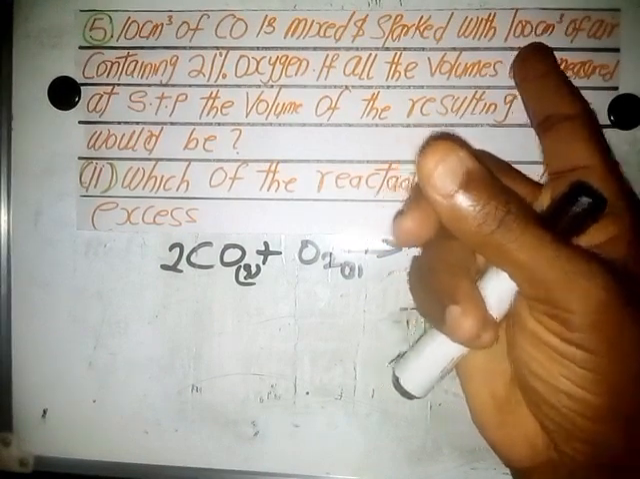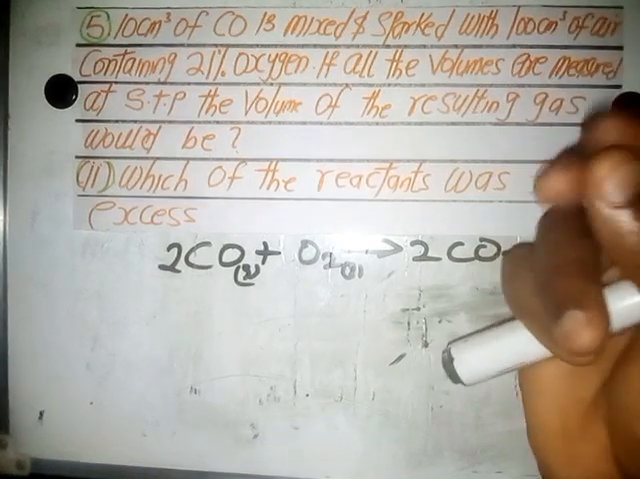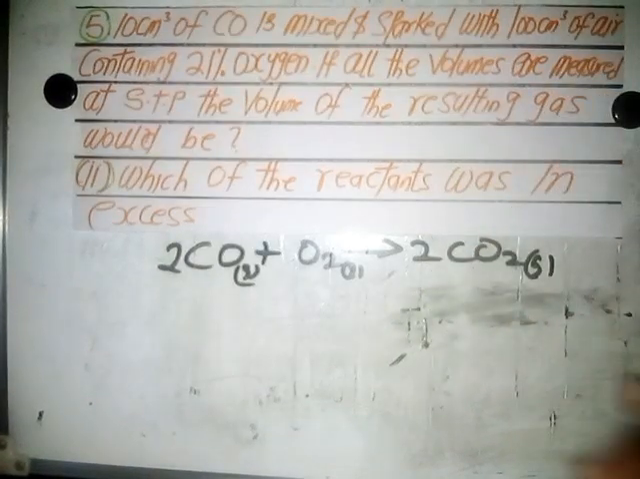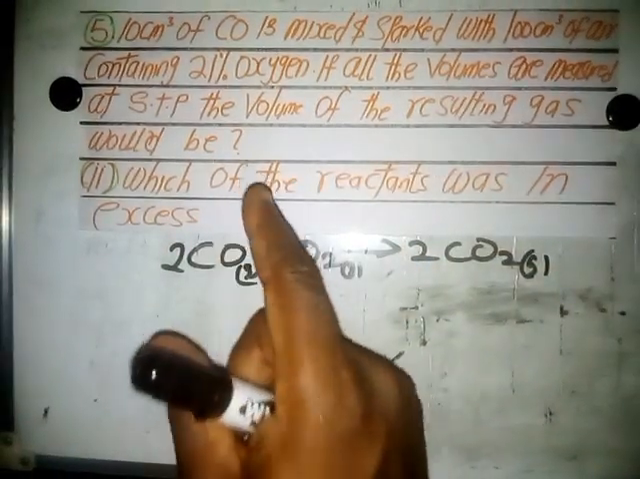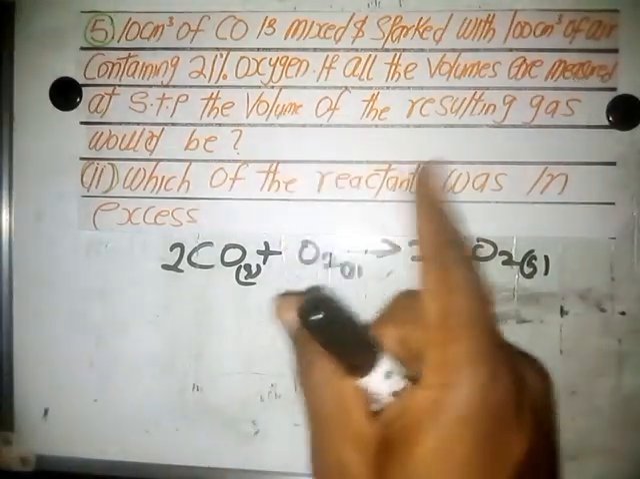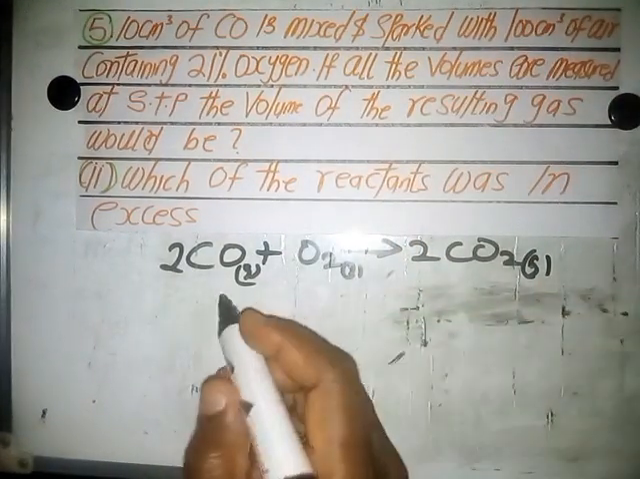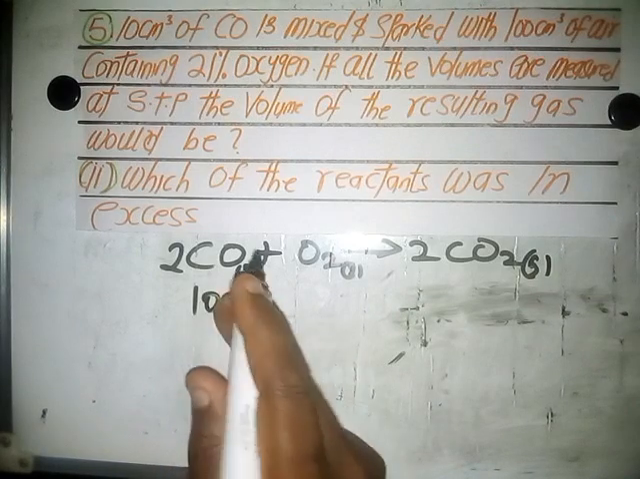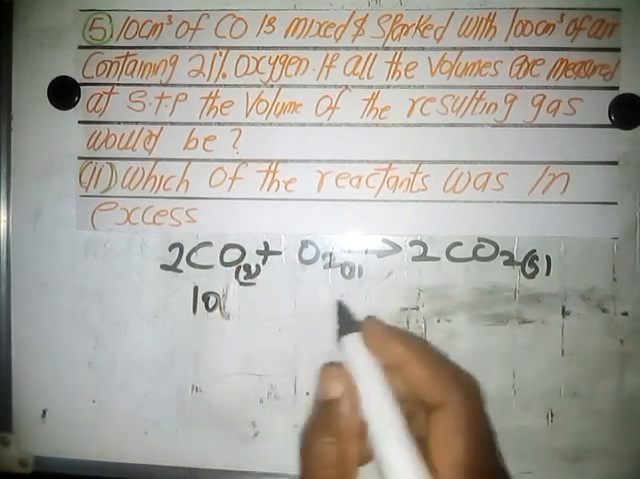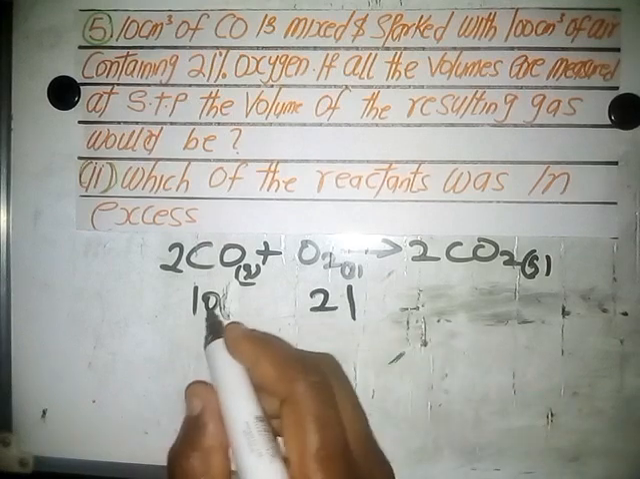In this air, you know air is a mixture of gases. There's nitrogen, there's oxygen, there's carbon dioxide, there's other inert gases. But we're interested in the oxygen. So 21% of oxygen in the air is 21 over 100 times 100. That is, you're getting 21 cm³. So now here is 100, and here will be 21.